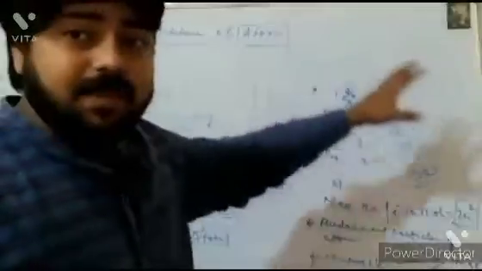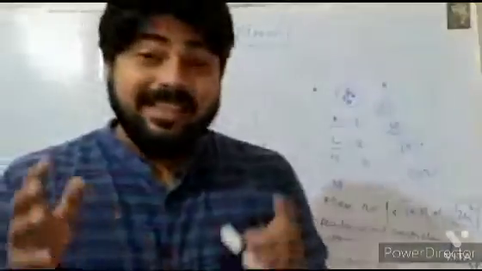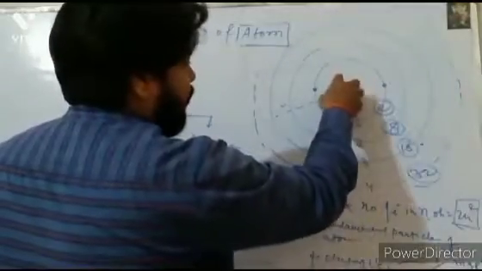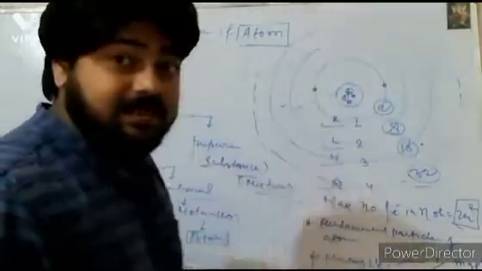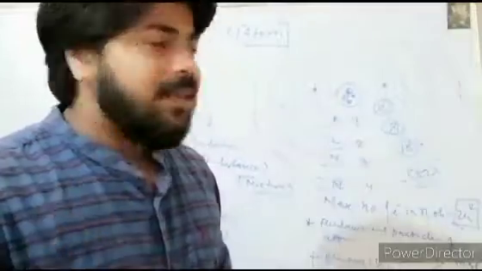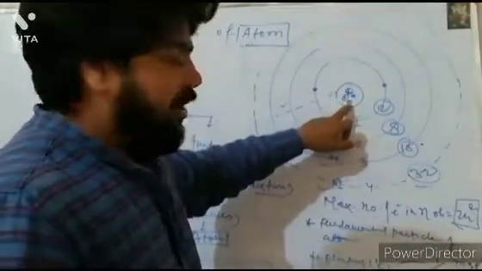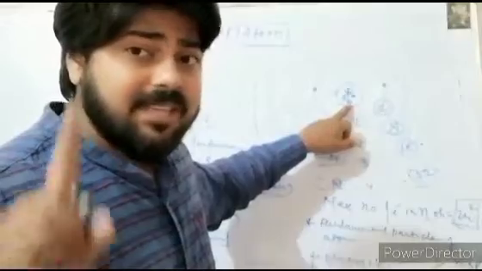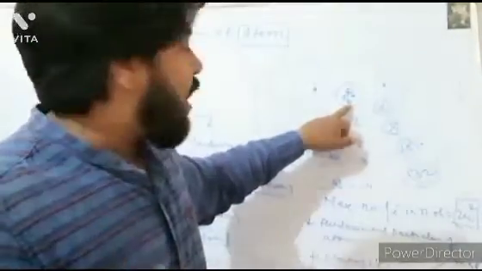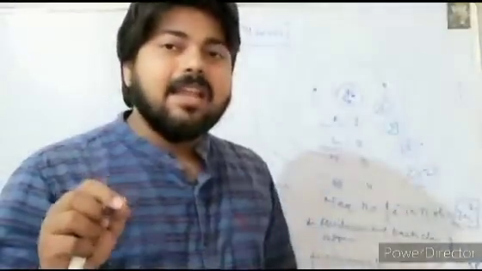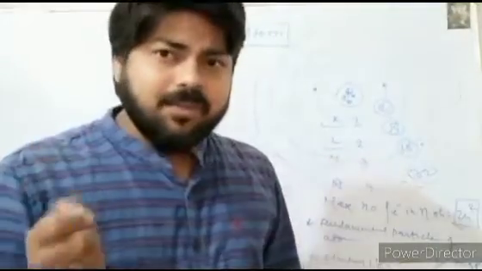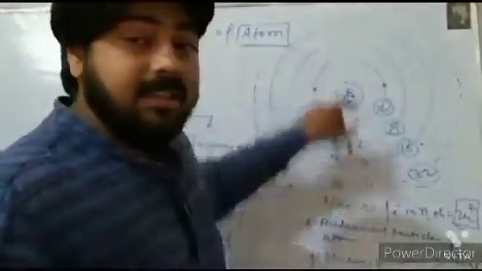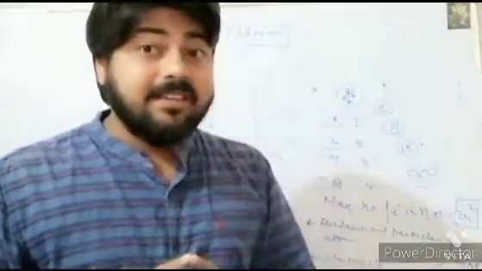Coming to the point, the modern concept of the atom was given by Niels Bohr. In this model, the atom has a positively charged center which contains neutrons and protons. The neutron is neutral, with no charge, but it has 1 unit of mass, and the proton is positively charged and also has 1 unit of mass. So the whole mass of the atom is concentrated at the center.